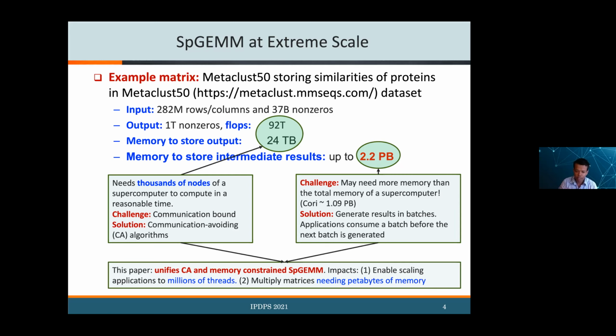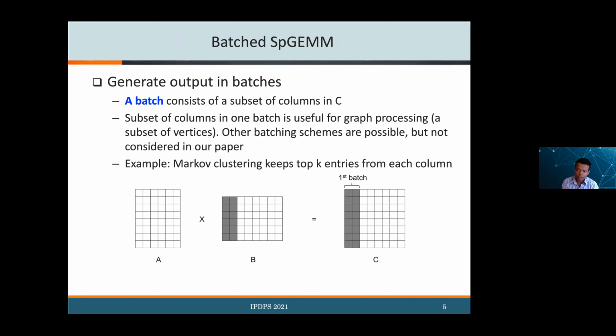So in our paper, this is our main contribution. How can you combine these two concepts, memory efficient algorithm and communication avoiding algorithm? We unified communication avoiding and memory constrained SpGEMM, and it has two impacts. We enable scaling applications to millions of threads, and we can multiply matrices needing petabytes of memory.